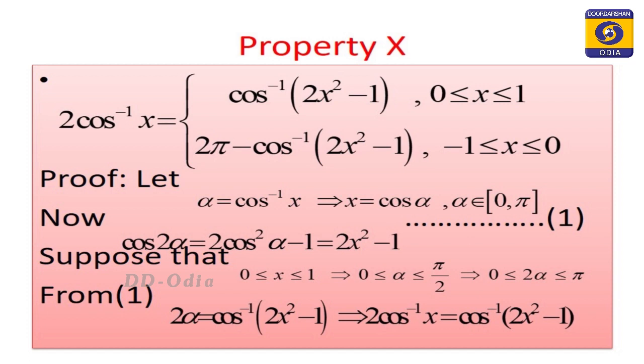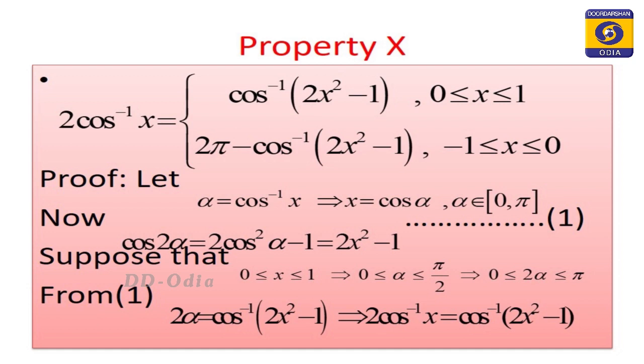Now cos 2 alpha is equal to 2 cos square alpha minus 1. You can see on your screen also, cos 2 alpha equals 2 cos square alpha minus 1. So put cos alpha equals x, that is 2x square minus 1.